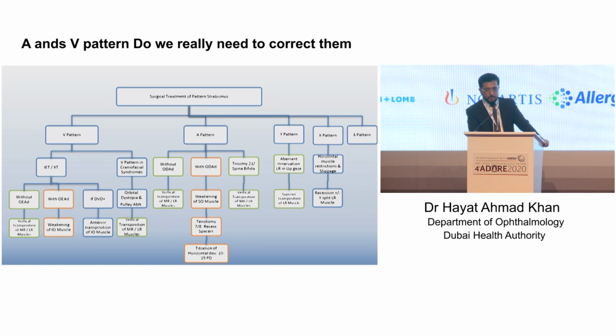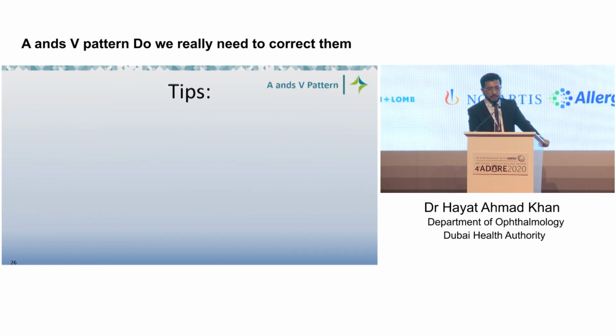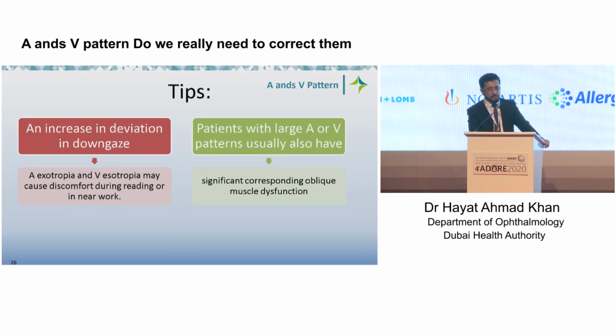And lastly, Lambda syndrome, where again, if there is over depression in adduction, we need to make sure that we attend to the superior oblique weakening. So this is the way to go about it, and I try to make this long topic easy and simple. An increase in the deviation in downgaze is important for us, and an A-pattern exotropia or a V-pattern esotropia may cause discomfort during reading and near work, and it should be taken into account.